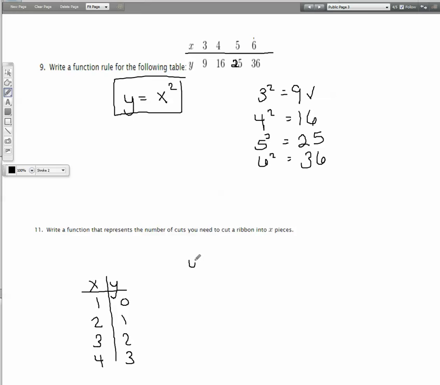All right, so it looks like our function is going to be defined by x minus 1, right? Because if I start with 1, 1 minus 1 is 0. If I substitute 2 in, 2 minus 1 is 1, 3 minus 1 is 2, and 4 minus 1 is 3. So my function here is going to be y equals x minus 1.